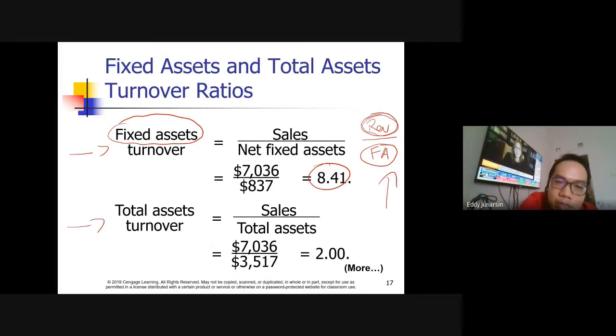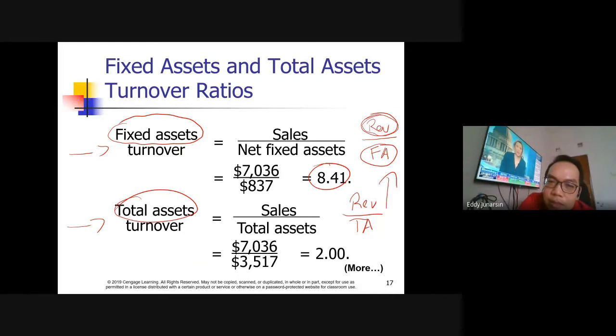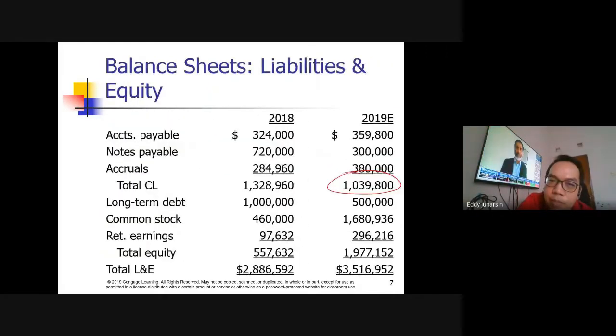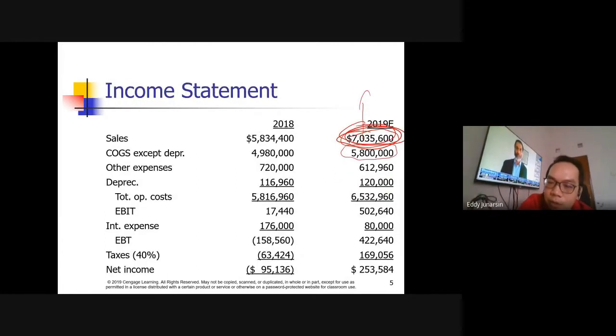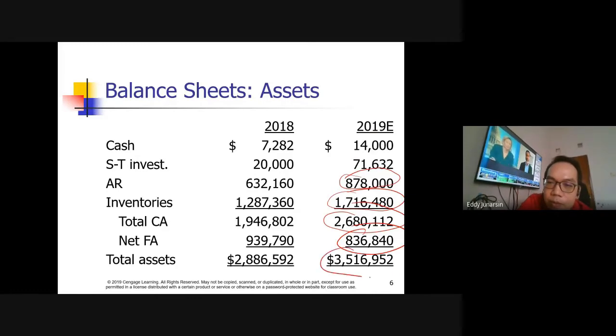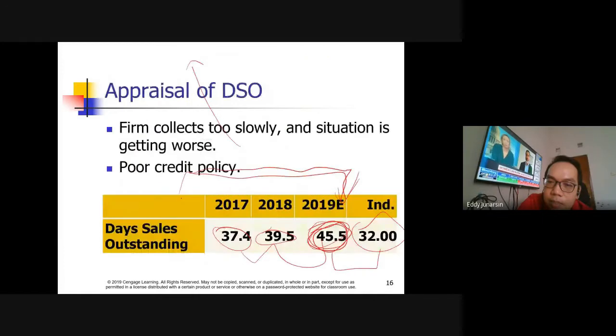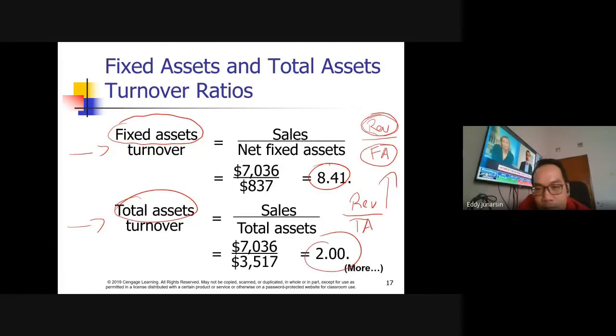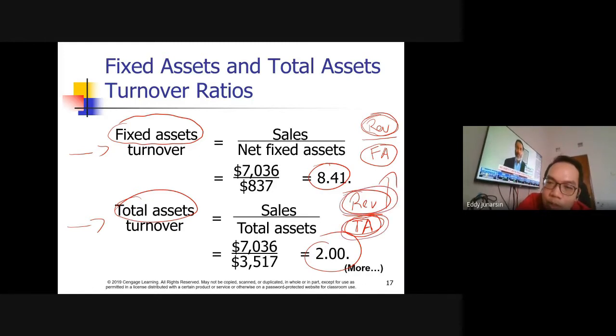What about the other one, total assets turnover? Total assets turnover, again, you see the name there, turnover. It means that the numerator is revenues, right, turnover, and then the denominator is total assets in this case. So you see, check the numbers. Sales divided by total assets. 3.5 million. And we get 2 times. We get twice. Okay, so what's the meaning again? Every $1 of total assets could produce $2 sales or revenues. So every $1 of total assets could produce $2 of revenues.